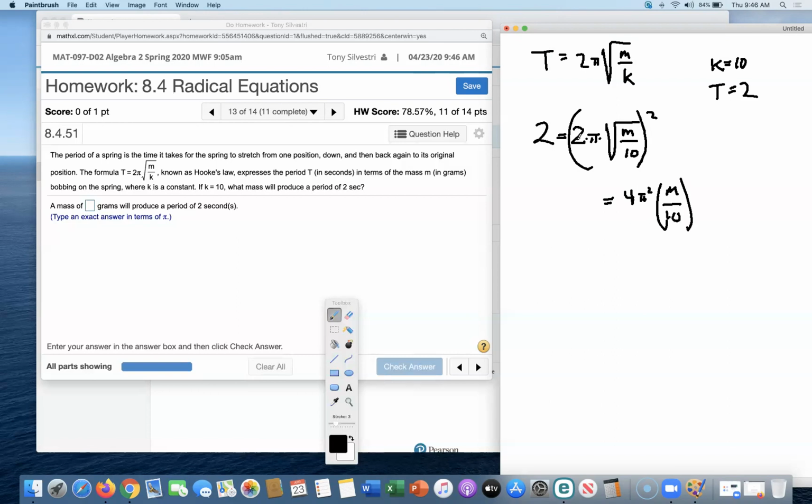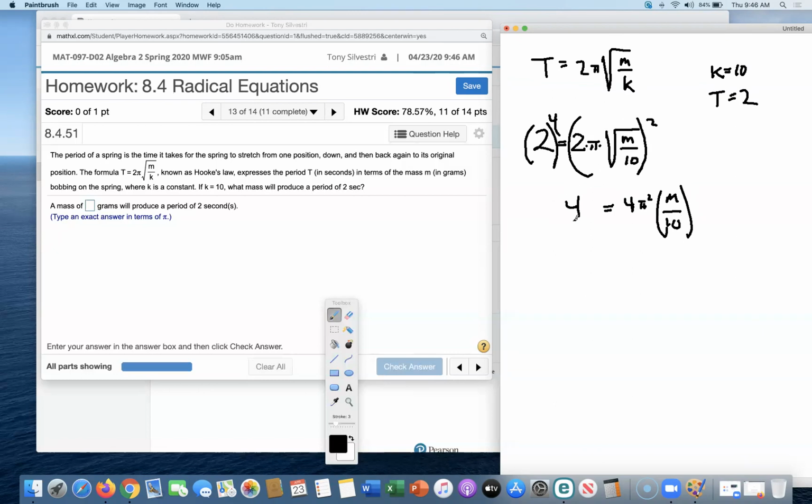When you have a bunch of multiplications in the problem and you want to square it, you can just square everything involved. This is what you get. But don't forget to square this guy too. We square both sides. Equals 4. Okay. So what I'm going to do next is, see, this is basically M divided by 10. I don't want to divide by 10. What I want to do is multiply both sides by 10.